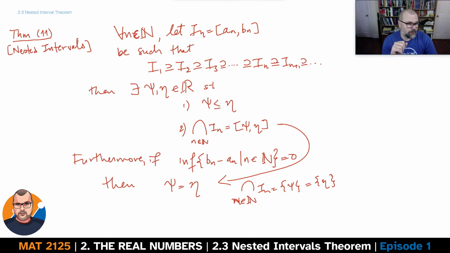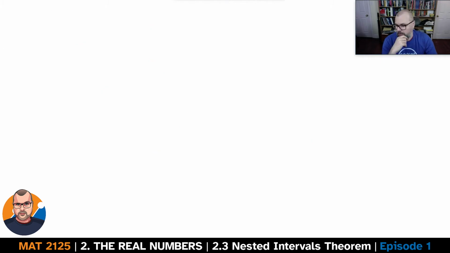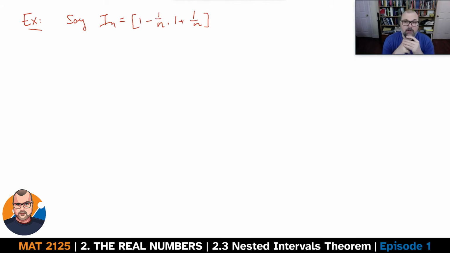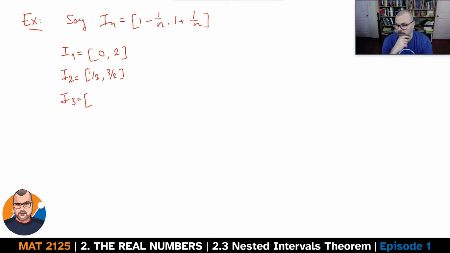Before we prove this result, let's see what this looks like potentially in practice. I will say that the intervals I_n are the following intervals: [1 - 1/n, 1 + 1/n]. So I_1 would be the interval [1 - 1, 1 + 1], [0, 2]. I_2 would be [1 - 1/2, 1 + 1/2], so [1/2, 3/2]. I_3 would be [2/3, 4/3], and so forth.